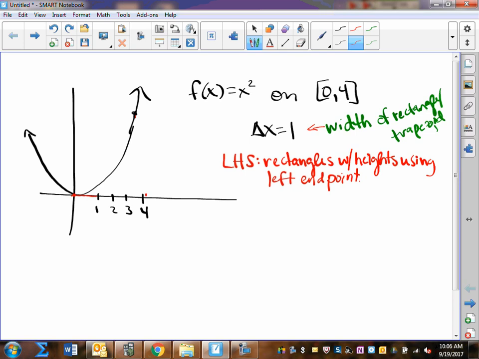Okay. So then my next rectangle from 1 to 2, my left endpoint would be 1. So I go up to the height for 1, and that's what I use to draw my rectangle. And then going from 2 to 3, my left endpoint is 2, so I go up to the height for 2 and draw my rectangle using that. And then from 3 to 4, I use the left side, 3, so I go up to my height for 3 and draw my rectangle using that.